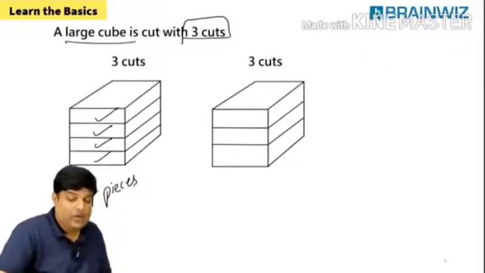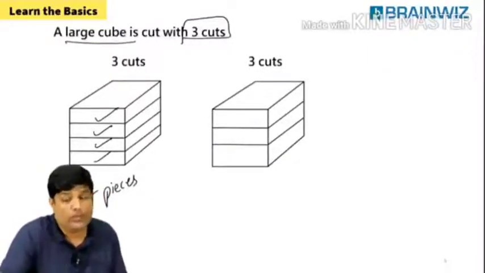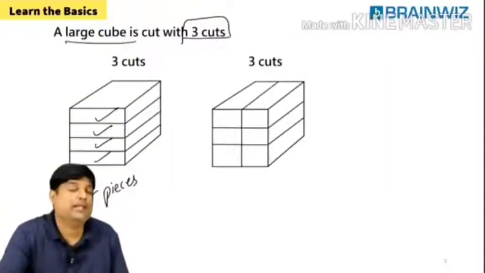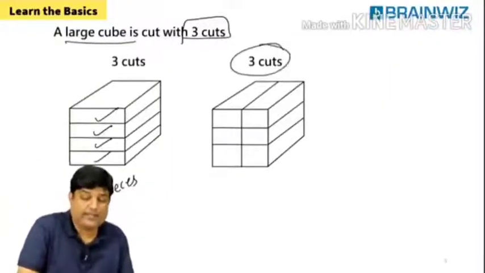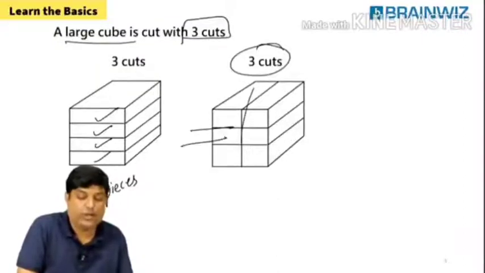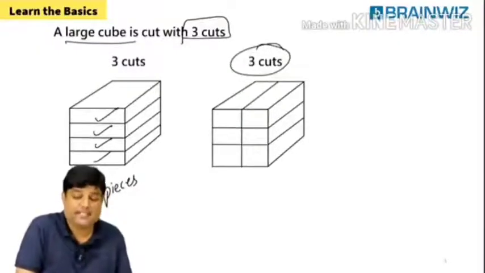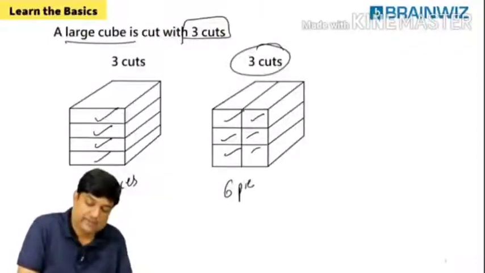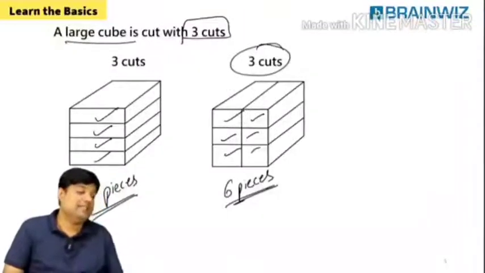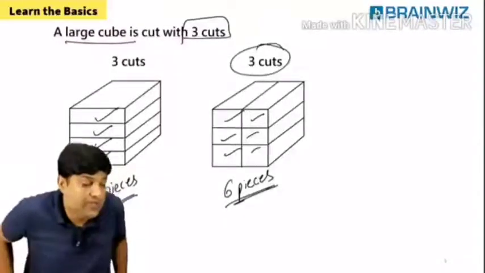Chaliye. Now, how many more cuts are left? 1 more cut is left. That 1 more cut I'm cutting like this. Same 3 cuts are over. 1, 2, 3. How many cuts are over? 3 cuts. But the pieces I found 1, 2, 3, 4, 5, 6. How many pieces? 6 pieces. Here 4 pieces, here 6 pieces. Are you understanding, everybody? With the help of this, we have understood. That's good.